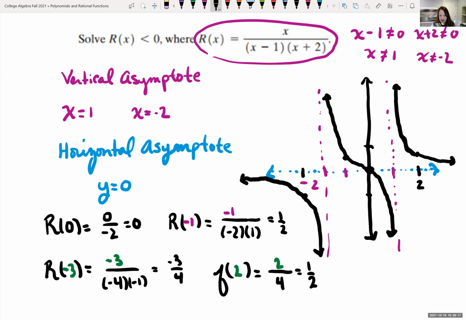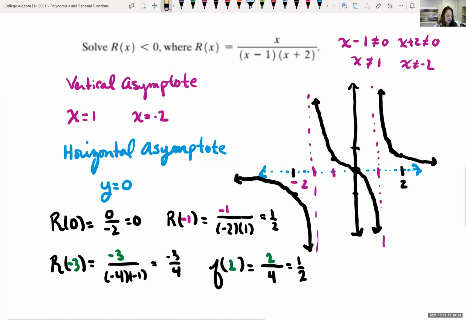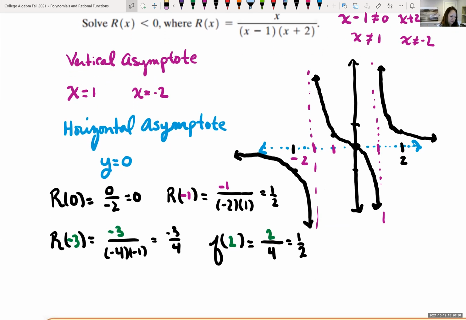Okay, so that was a great review of graphing rational functions, but now we can use this to answer our question. We're trying to find when is R of x less than 0? When is our graph falling below the x-axis? And so looking at this, R of x is less than 0.